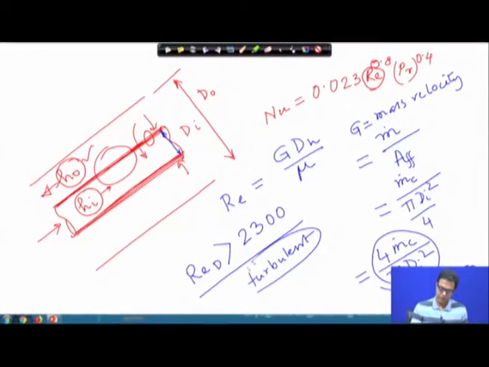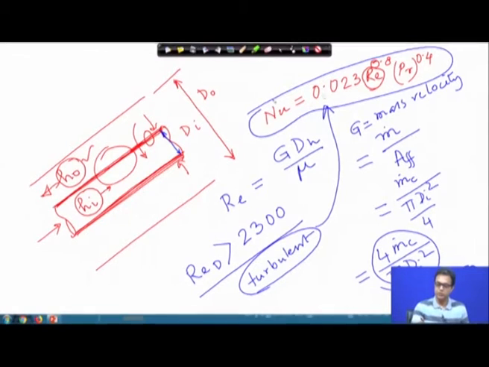This is in the turbulent region. So, we have this Nusselt number, and we can use the Dittus-Boelter equation for finding out the heat transfer coefficient. Now, for this Reynolds number, if we put this value over here, and the Prandtl number was given, we can now try to find out the heat transfer coefficient from this relation.